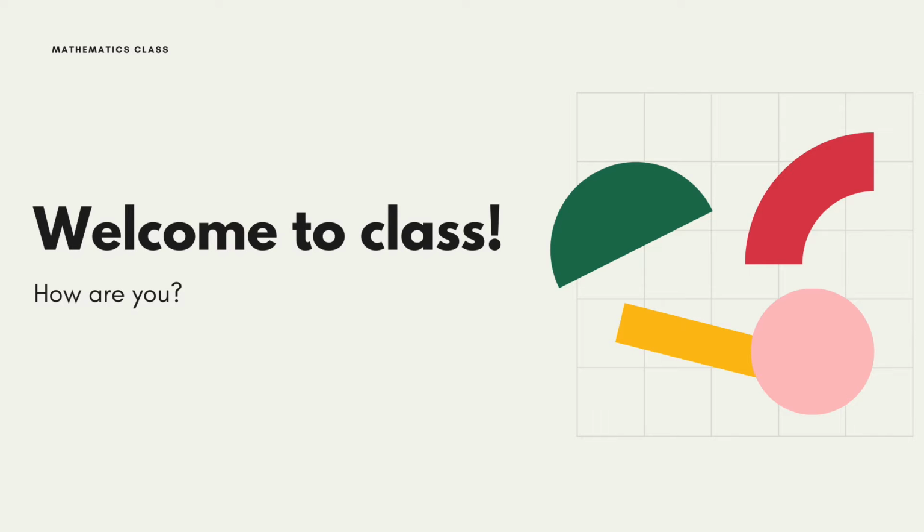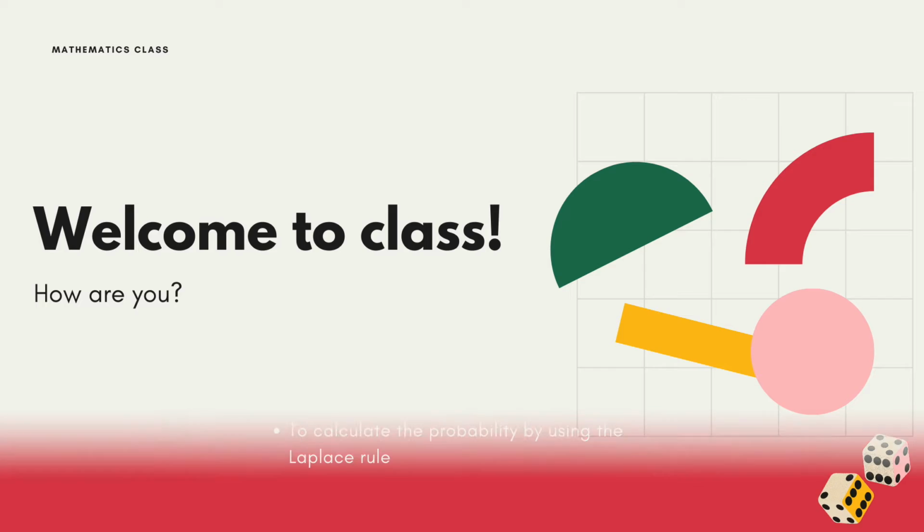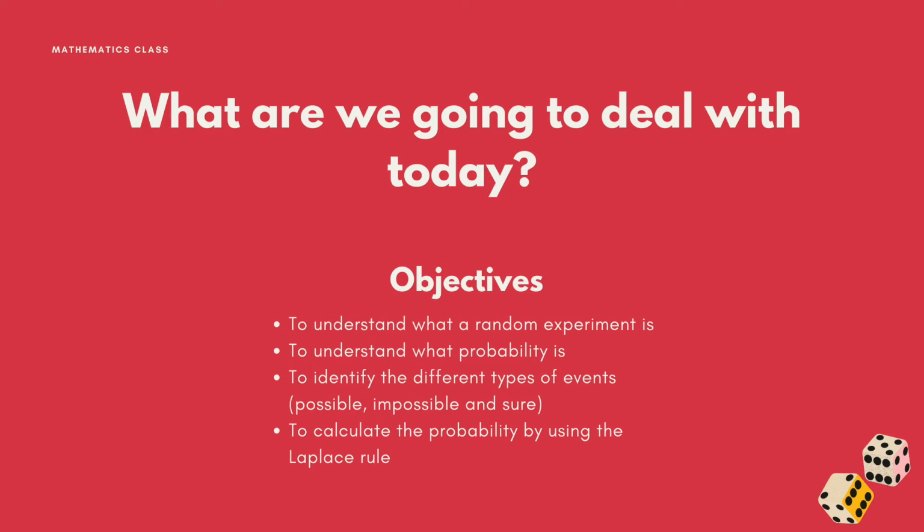Before starting, let's see the learning objectives and contents of this lesson. Can you imagine what it is about? The main objectives of this lesson are four. First of all, to understand what a random experiment is. Secondly, to understand what probability is. Thirdly, to identify the different types of events that can be possible, impossible, and sure. And finally, to calculate the probability by using the Laplace rule.